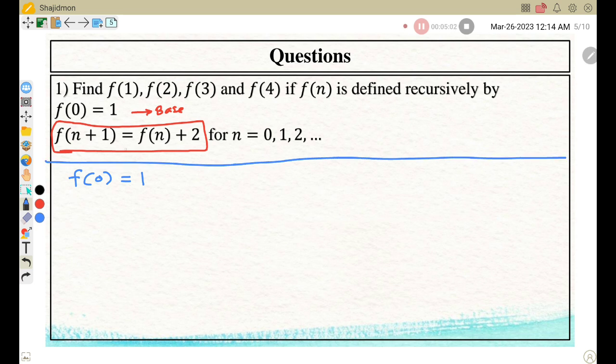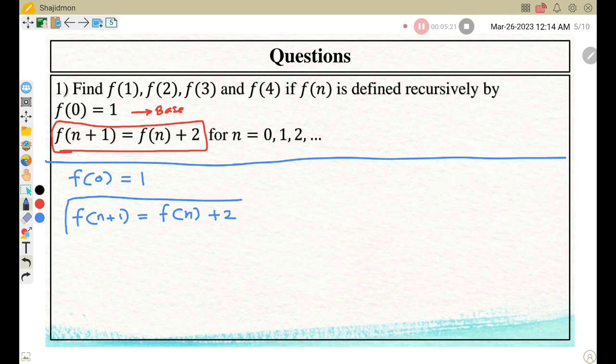Given in the question. Now f of n plus 1, we have the recursive call. From that we need to calculate what is f of 1, f of 2, f of 3 and f of 4. So f of n plus 1 equals f of n plus 2, correct? This is the recursive call.